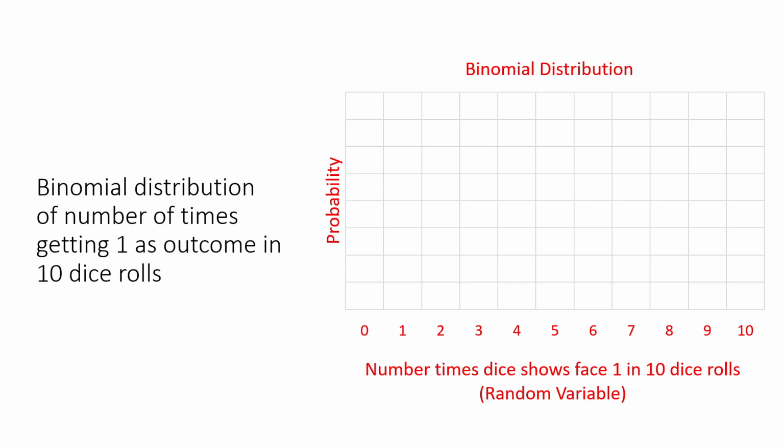If I roll a dice once, I may or may not get 1 as the outcome. If I roll a dice 2 times, I may get 1 two times, or I may not. So it all depends on the probability. So we will measure the probability of getting 0 to 10 ones if I roll a dice 10 times. At most I can get 10 ones. I cannot get more than 10 ones if I roll a dice 10 times.